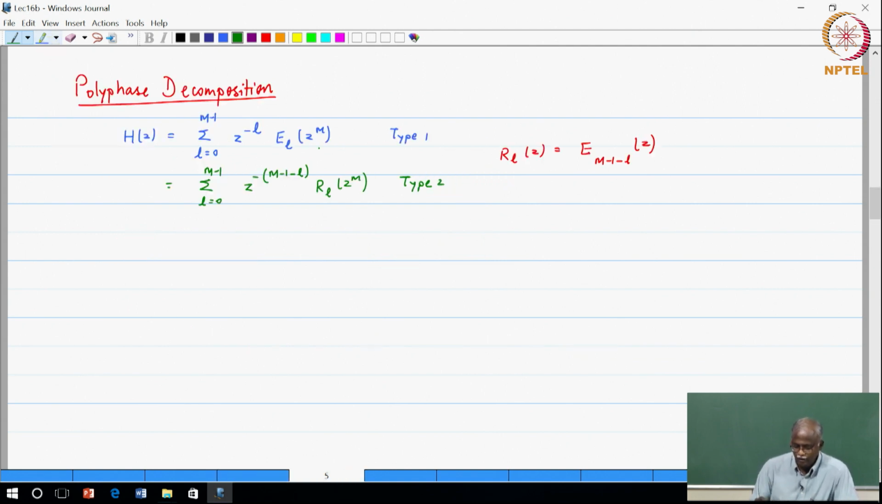We have two types of polyphase decomposition. Usually the type 1 polyphase decomposition is associated with the downsampling or with the analysis filters. Remember, we talked about when a signal gets split, that is called the analysis filters. So usually type 1 is associated with the analysis filters, type 2 is associated with the synthesis filters. Again, we will see several cases of these, and then it will become familiar.